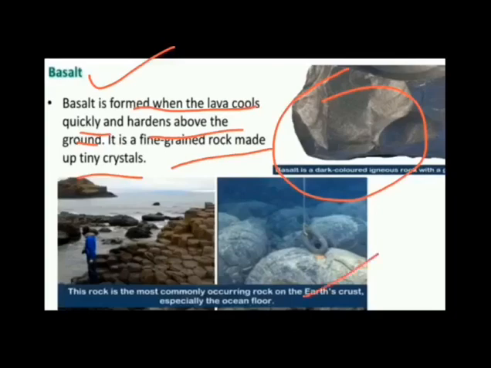And this basalt is a dark colored fine grained rock which is used as gravel for road building and for the making of cement also. So there are so many uses of basalt. Now the next rock is pumice.